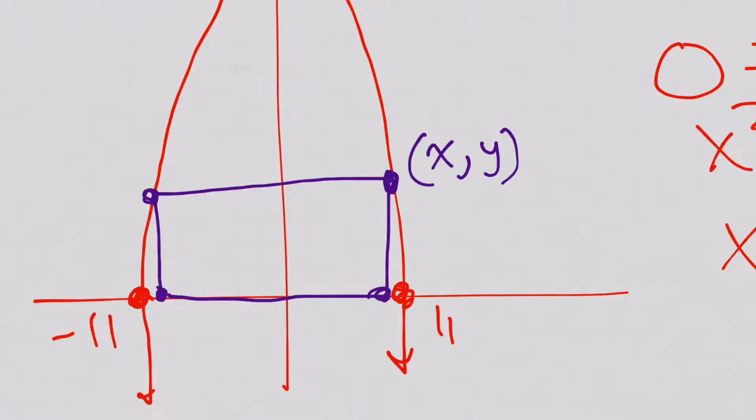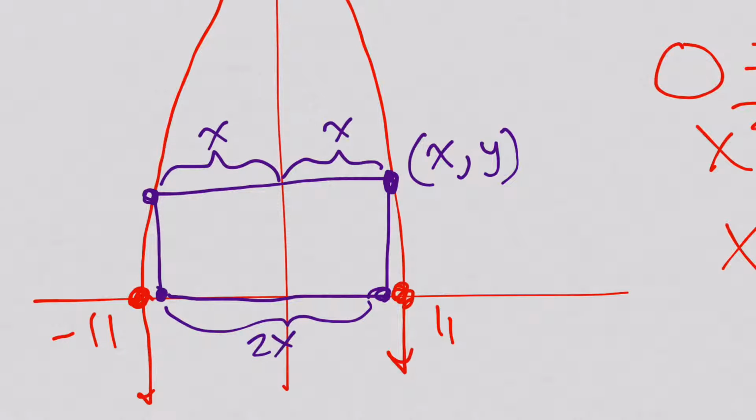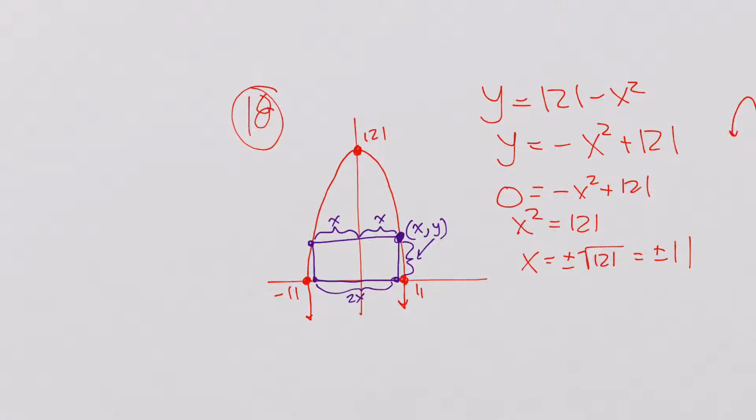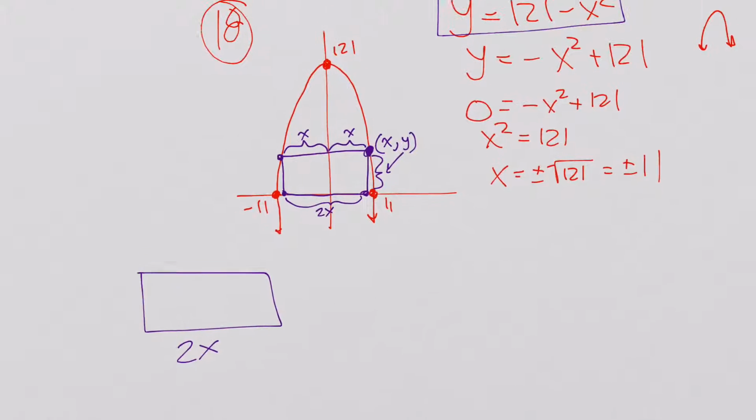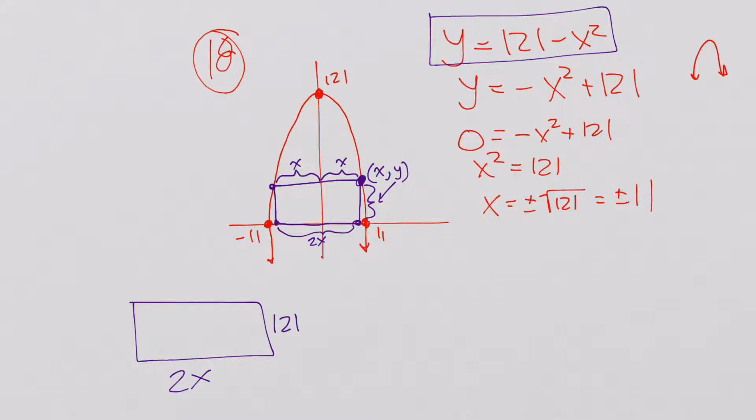Because if that point is x, and since I know this parabola has perfect symmetry, this distance is x, which means this distance is also x, so my total base is 2x. And since this vertex is on the graph, the height of that point is just y. But even better, I know that y is 121 minus x squared. So in the diagram, we have 2x along the base, and instead of y along the vertical, I'm going to write 121 minus x squared.